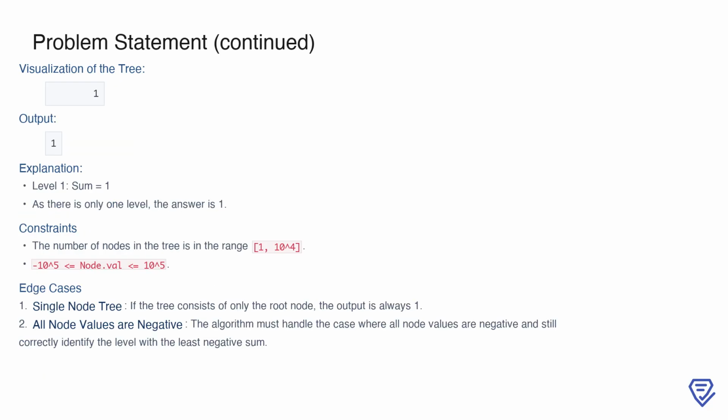Now let's consider a simpler example. If the binary tree consists of only a single node with the value 1, the tree has just one level. The sum at this level is simply the value of the root node, which is 1. Since there is only one level, the answer is straightforward: the output is 1. This demonstrates the base case where the tree has the minimum possible size.